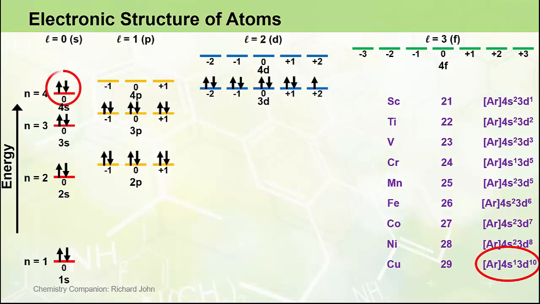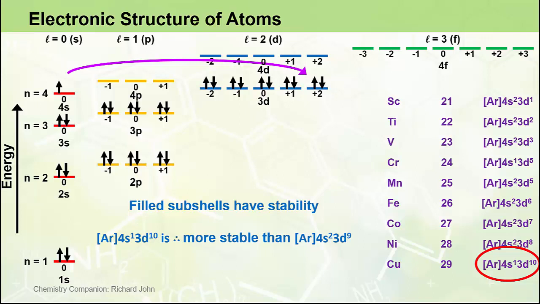And again, it's as if one of these electrons in the 4s subshell at the top left actually prefers to sit over here in the 3d subshell, this time to complete a full subshell. It turns out that filled subshells, like half-filled subshells, have an inherent added stability about them, so that the electron configuration of having an argon core 4s1 3d10 is actually more stable than the argon core 4s2 3d9, which would be the one we would predict according to the Aufbau principle.